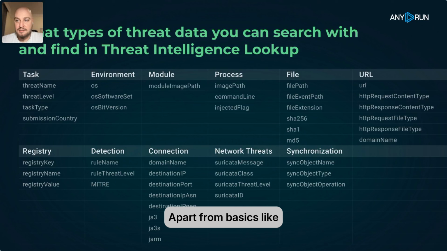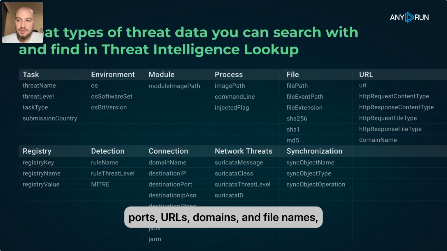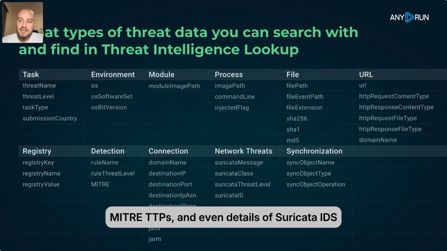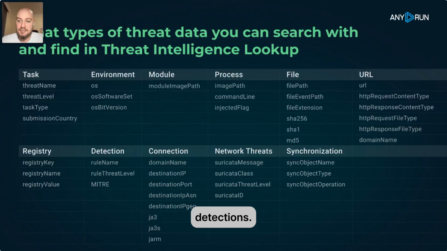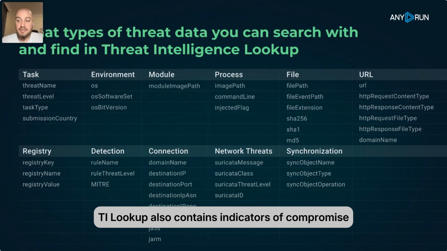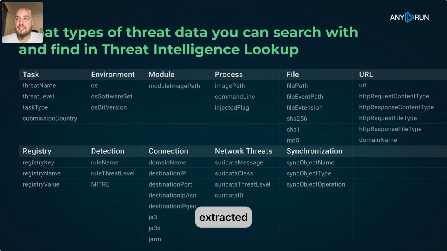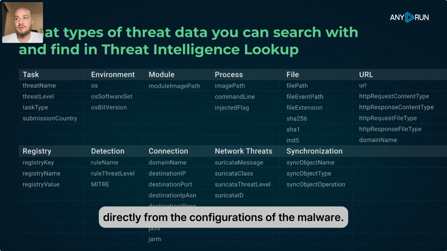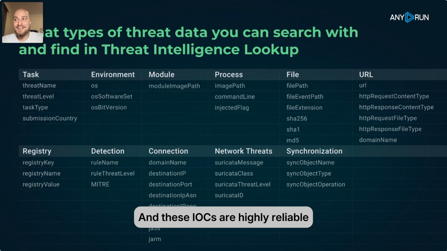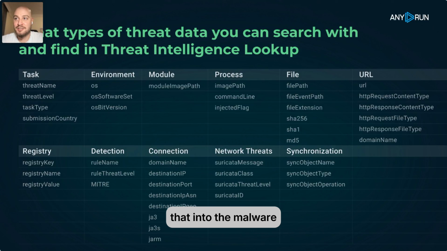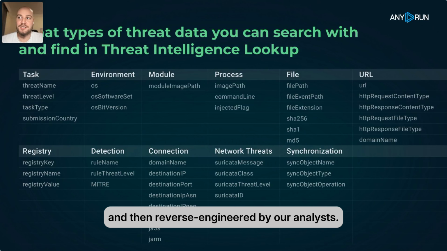Apart from basics like malicious IP addresses, ports, URLs, domains, and file names, you can search across command lines, registry logs, network activity, MITRE TTPs, and even the details of the Suricata IDS detections. TI Lookup also contains indicators of compromise extracted directly from the configurations of the malware. And these IOCs are highly reliable because they are hard-coded into the malware and then reverse engineered by our analysts.